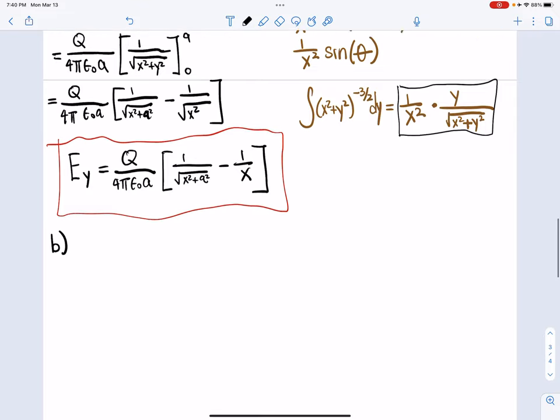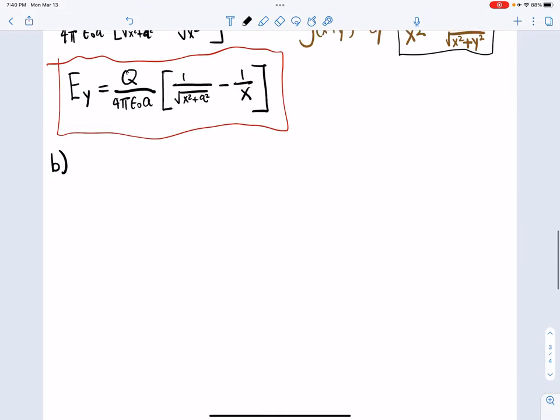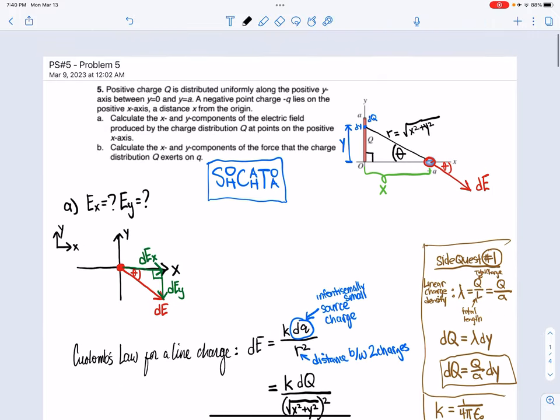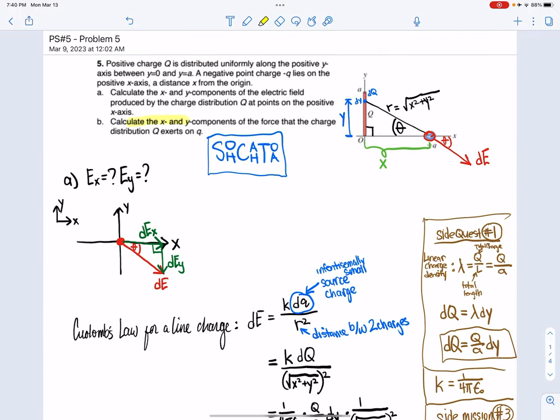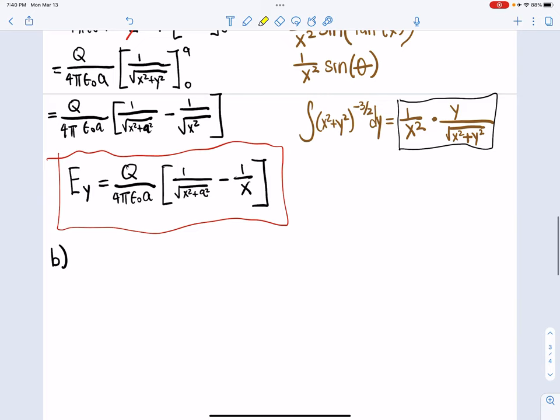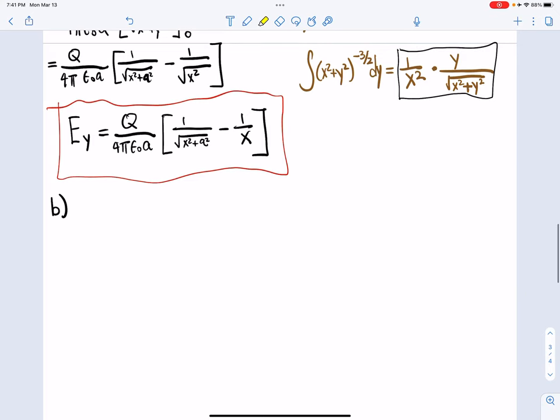So now let's go to part B, and we need the x and y component of electric force, electrostatic force. Calculate x and y component of force that the charge distribution Q exerts on q. Yeah, I really dislike the fact that there's a capital Q and a little q, and we're saying charge distribution Q exerts on q. It's a little confusing, I understand, but okay. Anyways, so we need to find the x and y component of electrostatic force. So Fex and Fey. Okay?